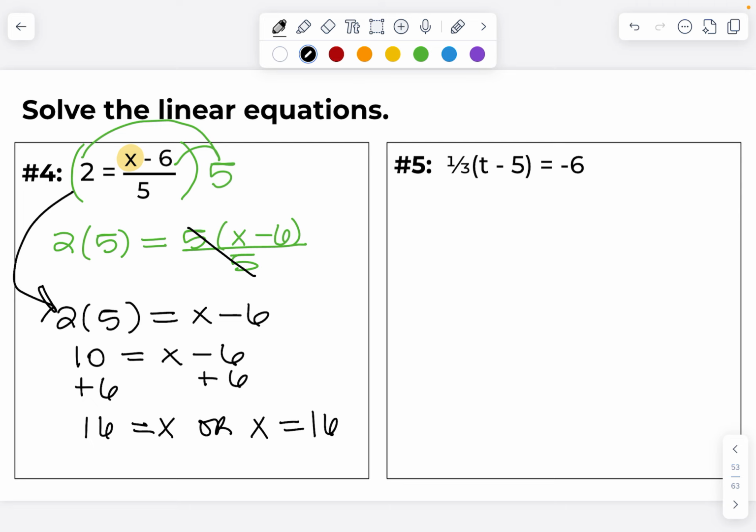This is a situation where we have 1/3 times (t minus 5) is equal to negative 6. Our first instinct might be to distribute that 1/3 into the t and the negative 5, but that's not going to make our life easier because 1/3 times 5 gets messy. It means we're just going to have fractions, and we don't want to deal with those if we don't have to. So the first step is to get rid of the fraction.